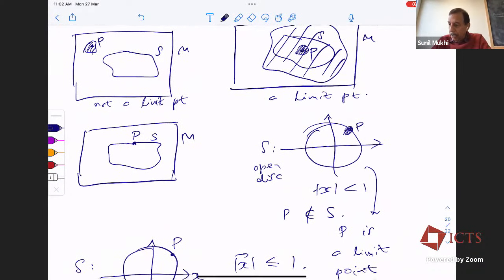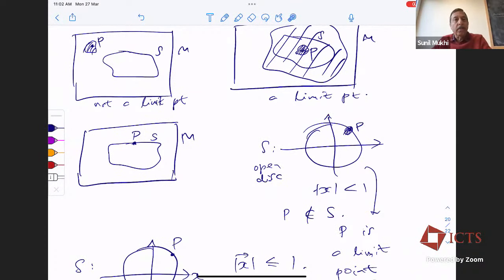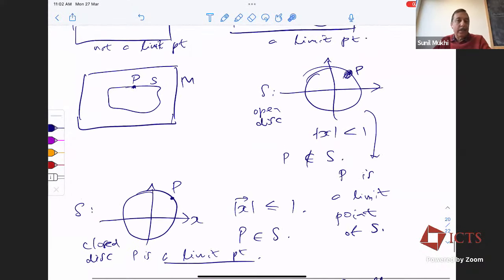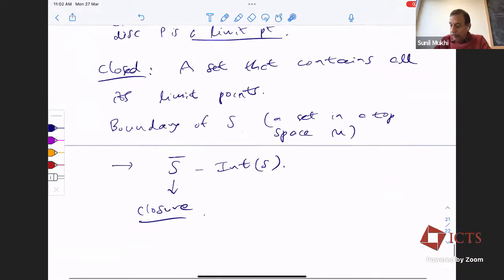This one here doesn't contain its limit points. So the closure is obtained by taking that set which doesn't contain its limit points and adding its limit points. Now it's closed. The closure of an open disk, not very surprisingly, is the closed disk. So that defines S bar.